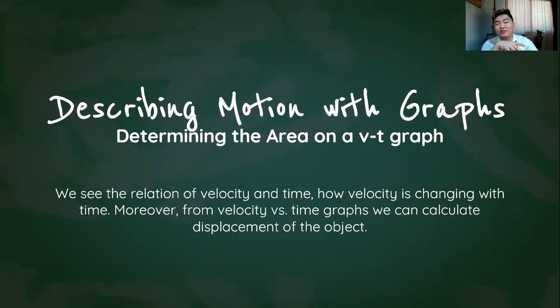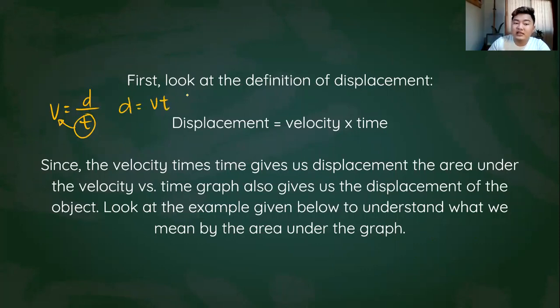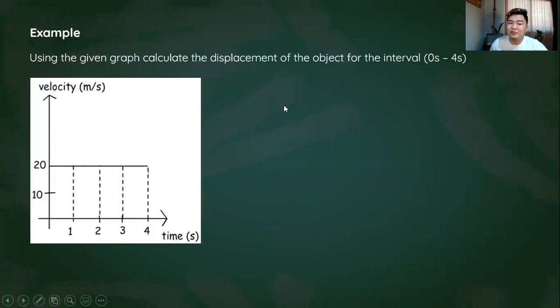So that's the first benefit of the velocity-time graph, which is being able to describe the acceleration of the object. Now, let's look into determining the area on a VT graph, which tells us about the displacement of the object. Let's first take a look at the definition of displacement. Displacement can be calculated using the formula velocity times time, since you remember velocity is equal to the change in displacement over time. If we transpose this, displacement is equal to velocity times time. Since velocity times time gives us displacement, the area under a velocity versus time graph also gives us the displacement of the object. So let's take a look at this example.